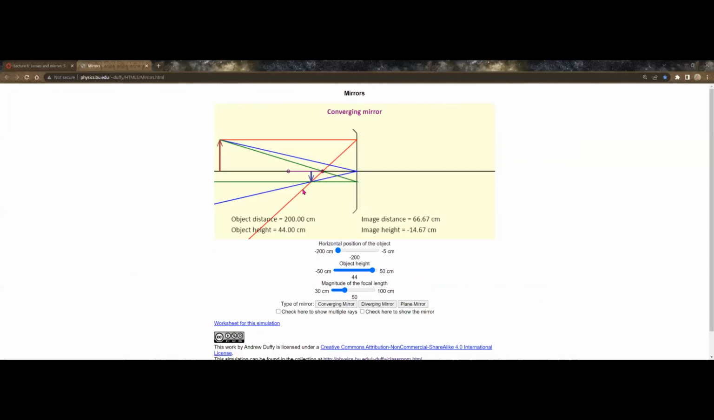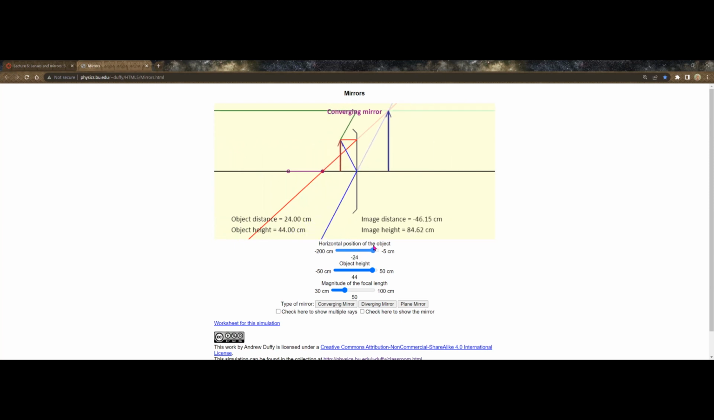We're looking at Duffy's converging mirror. The red here is the object, and you can see that this is the image right here in purple. What I want you to look at is that as I move the object, look what happens to the image. If I move this inwards, you can see that the image is moving to the left and getting larger. And it gets larger and larger. Then at the focal point, the rays are parallel and do not cross, but they cross at infinity. And then it crosses over from infinity.